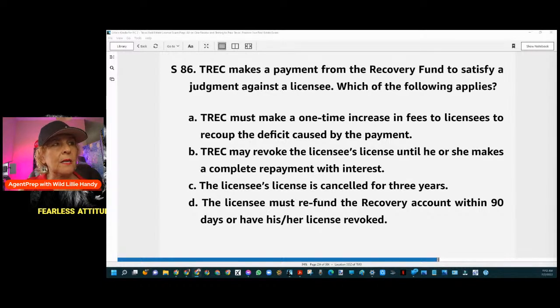Okay, 86. TREC makes a payment from the recovery fund to satisfy a judgment against a licensee. Which of the following applies? A, TREC must make a one-time increase in fees to licensees to recoup the deficit caused by the payment. B, TREC may revoke the licensee's license until he or she makes a complete repayment with interest. C, the licensee's license is canceled for 3 years. Or D, the licensee must refund the recovery account within 90 days or have his or her license revoked.